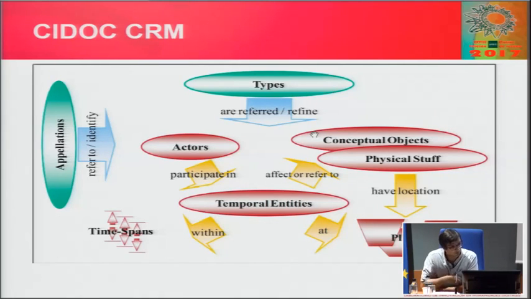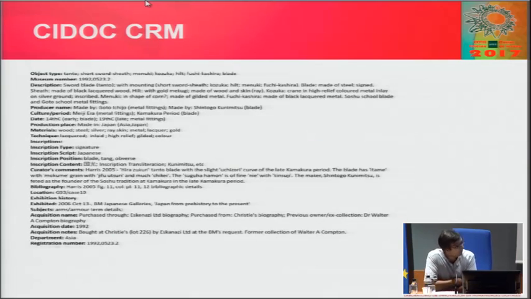I think one thing that's interesting to note here is that they made a separate class for appellations, which are titles used to identify resources. But for the rest, it's fairly standard upper level ontology. I don't know if you can see it very well, but I've taken it from a manual for aligning datasets to CIDOC. It's actually a record from the British Museum for a Japanese sword.